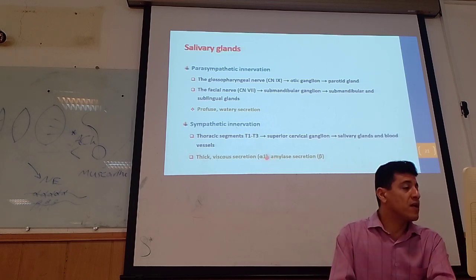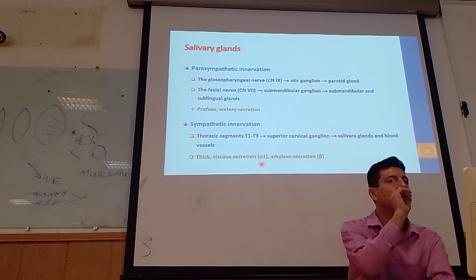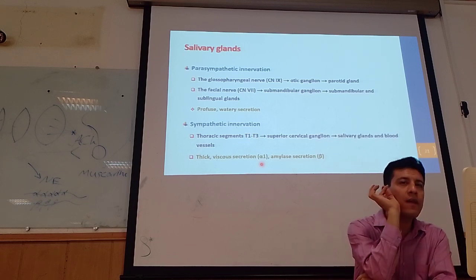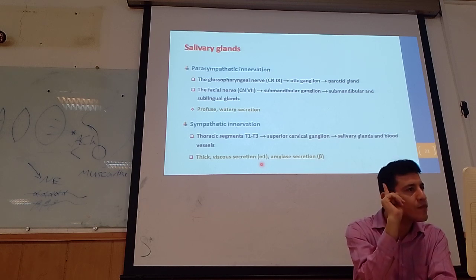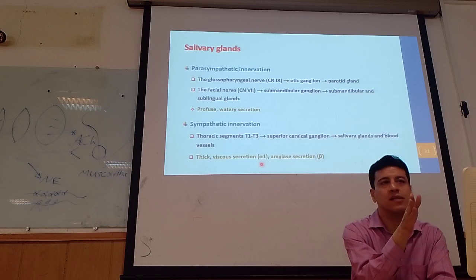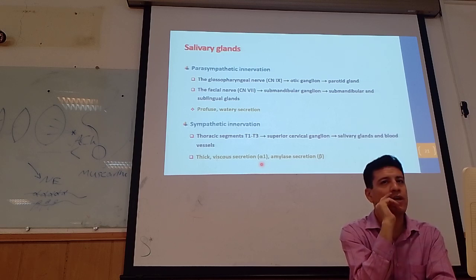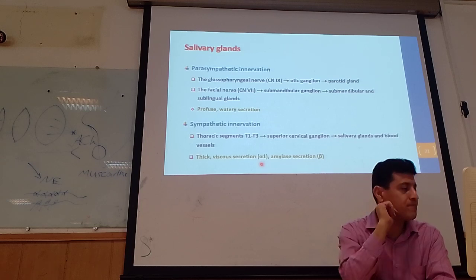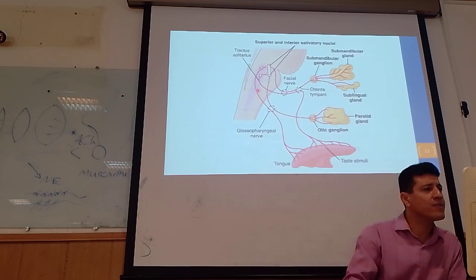So this happens by way of alpha-1 receptor. So the action of the sympathetic nervous system on the salivary gland is through alpha-1 receptor. And amylase secretion happens by way of beta receptors. So let's see the connection.